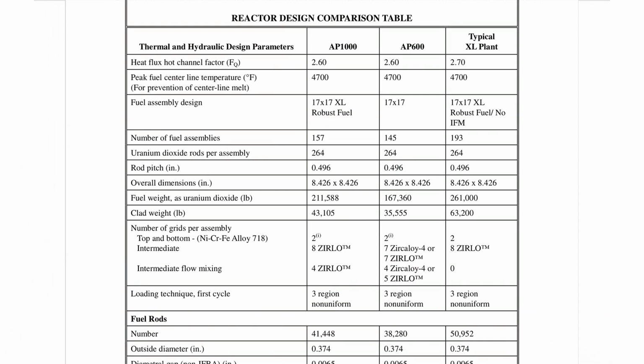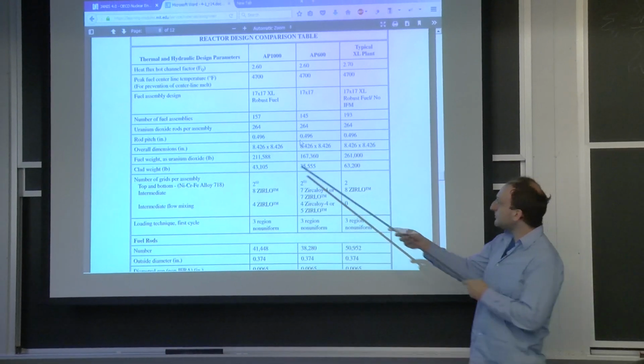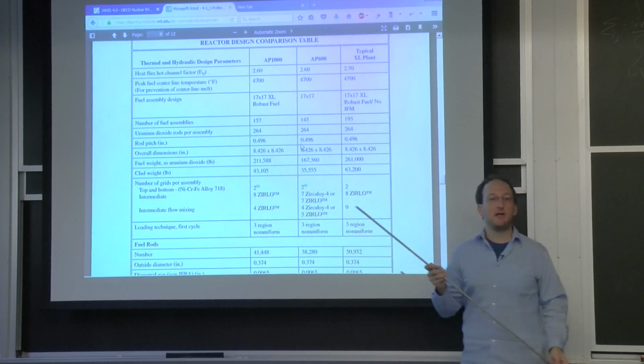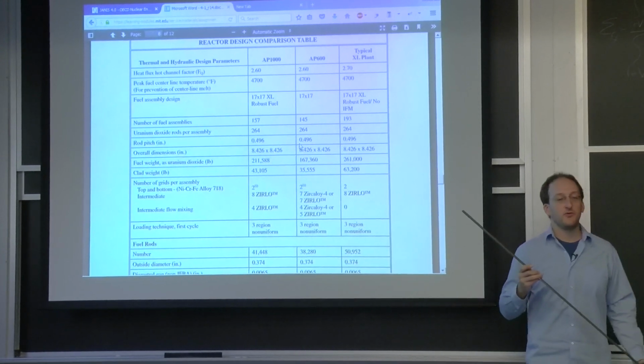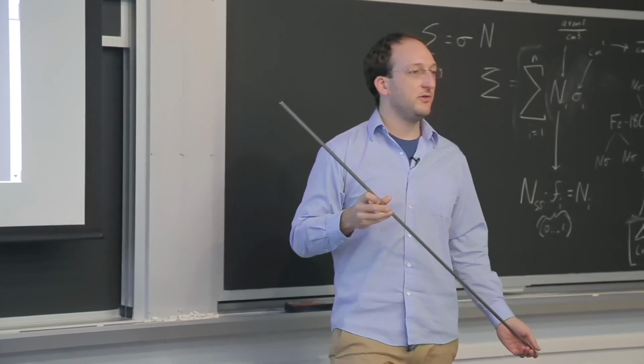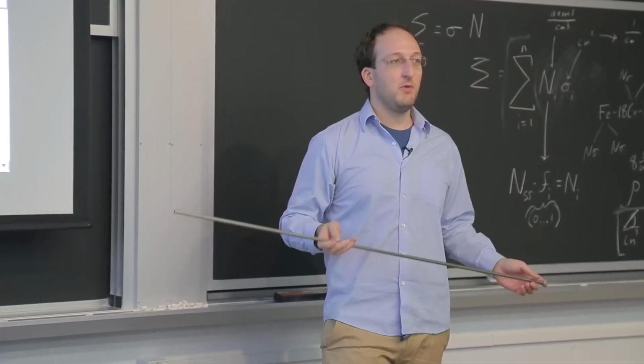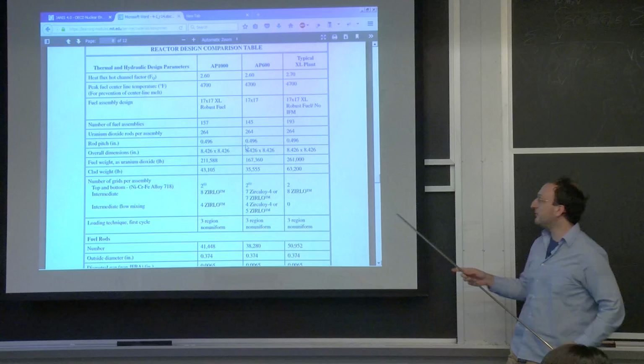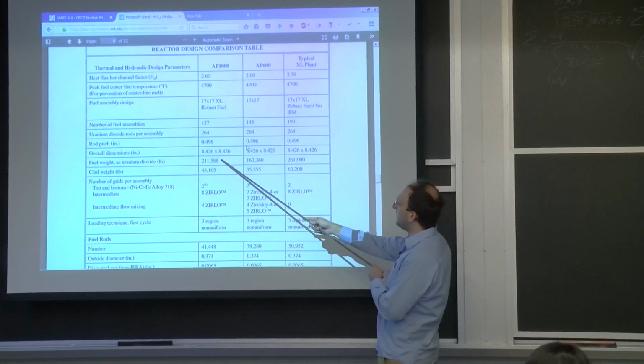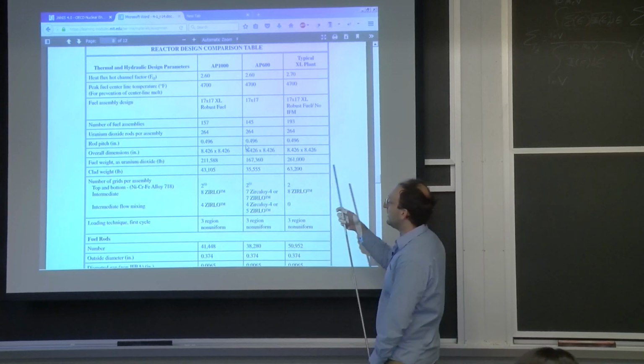In the AP1000 spec sheet, it tells you things like the total weight of the fuel as uranium dioxide. And so you can go from total weight of the fuel to, let's say, the molar or atom fraction of the fuel. If you know the weight of the fuel, it's nice. They give you the weight of the fuel. They give you the weight of the clad.